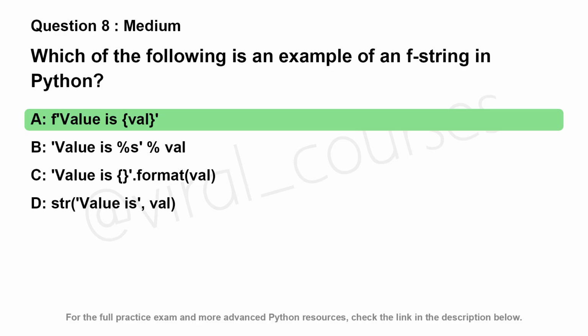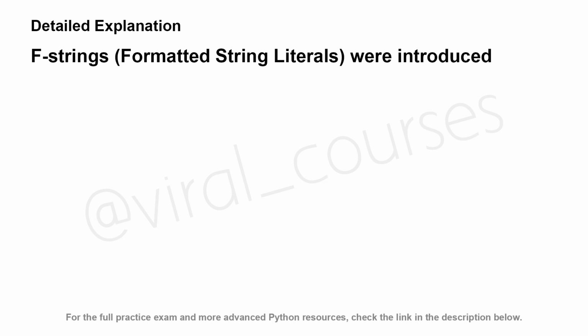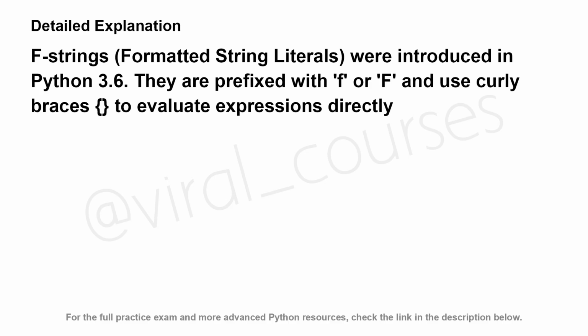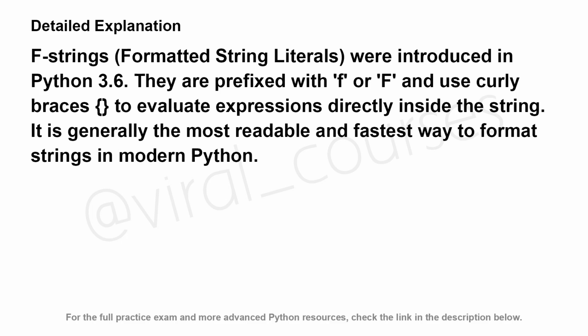The correct answer is A. F-strings, formatted string literals, were introduced in Python 3.6. They are prefixed with f or F and use curly braces to evaluate expressions directly inside the string. It is generally the most readable and fastest way to format strings in modern Python.